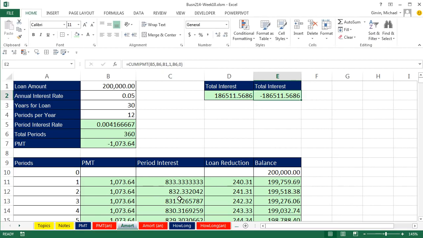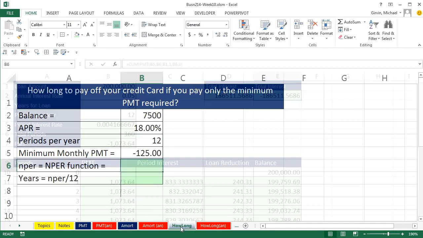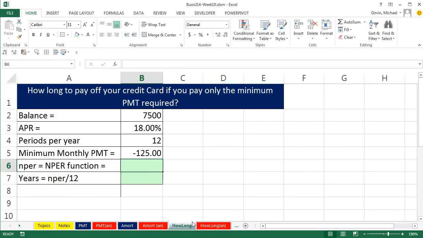Now we want to go over to our next sheet, How Long, and look at the painful truth about credit cards. How long to pay off your credit card balance. So it says $7,500. That's your balance. And up in the corner it says your minimum payment is $125. A lot of people pay that and don't think about it. That would be awful. Not only is it tons of interest, but it's going to take a long time. So let's figure out how long.